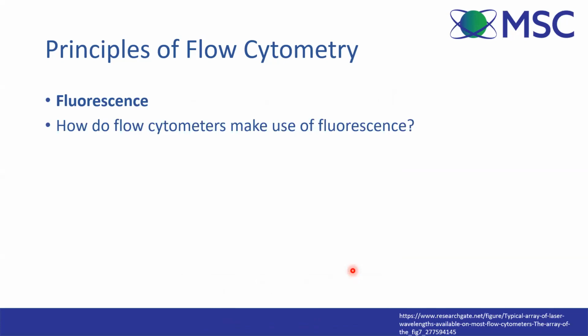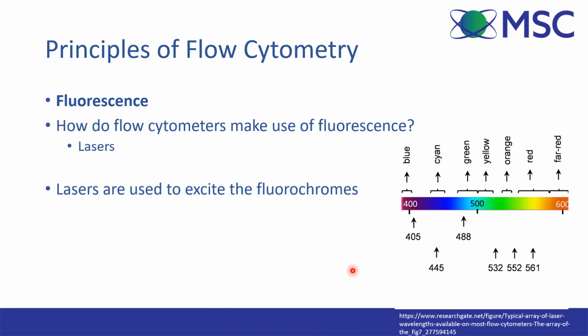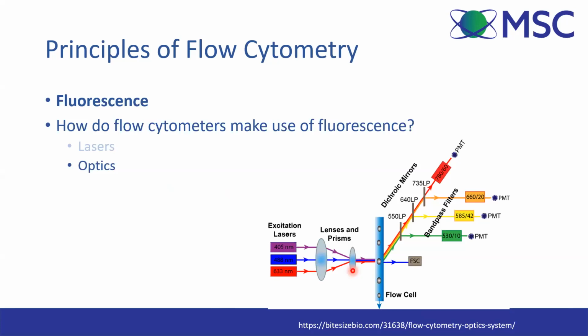So how do flow cytometers make use of fluorescence? Well, there are two parts to this, lasers and optics. First, we'll talk about the lasers. Laser stands for light amplification by stimulated emission of radiation. Basically, a laser is a focused beam of light of a specific wavelength. Flow cytometers will come with one or more lasers of specific wavelengths, and these are used to excite the electrons in the fluorochromes, energizing them, which then results in them emitting light, which can be picked up by the next part of the cytometer, which is the optics.